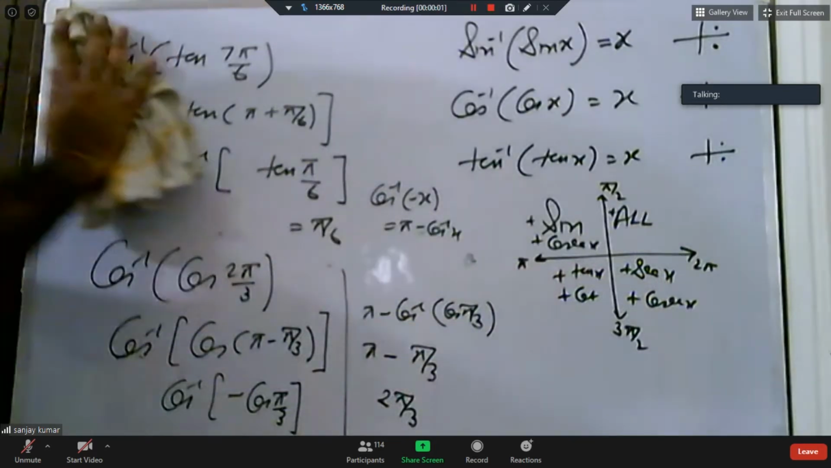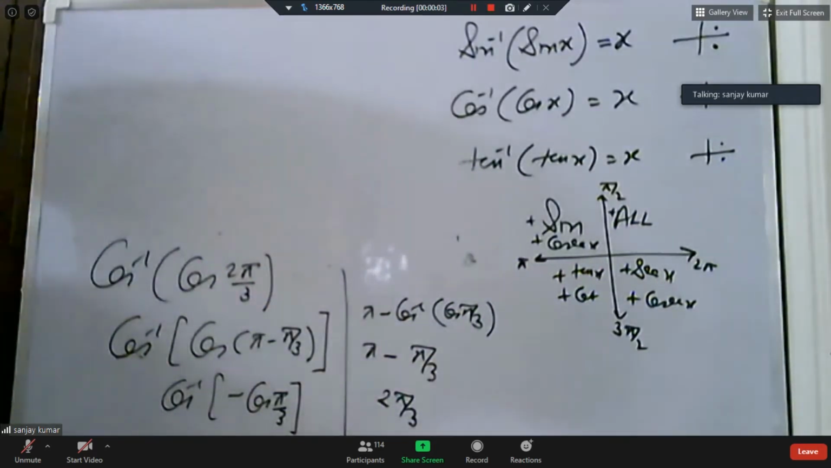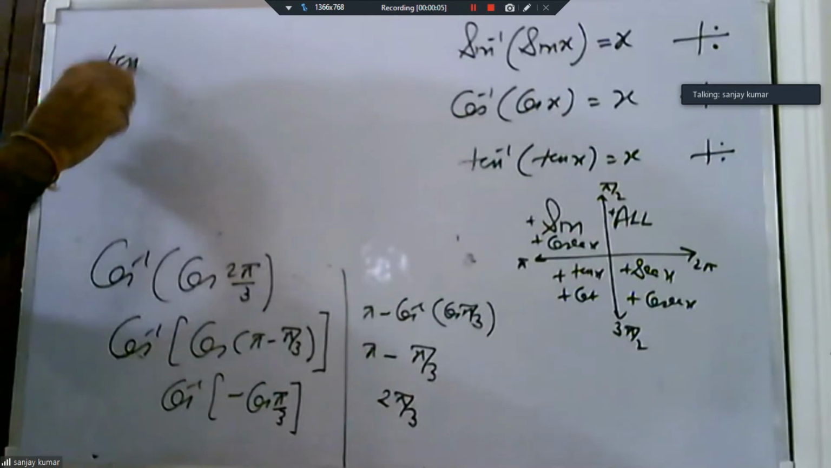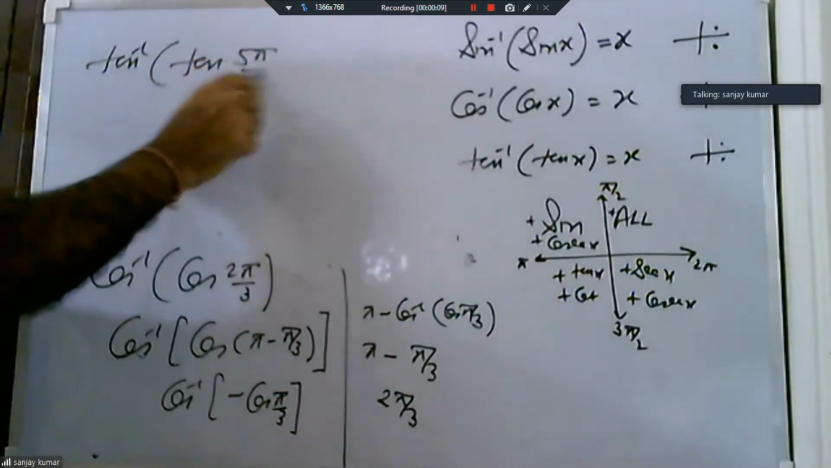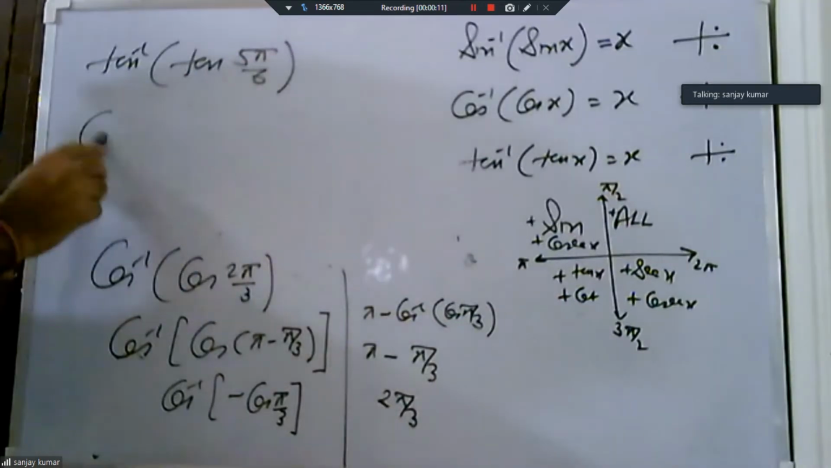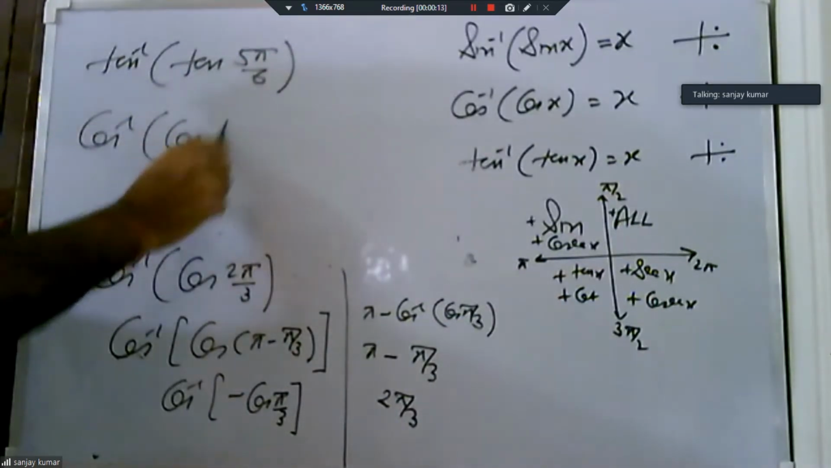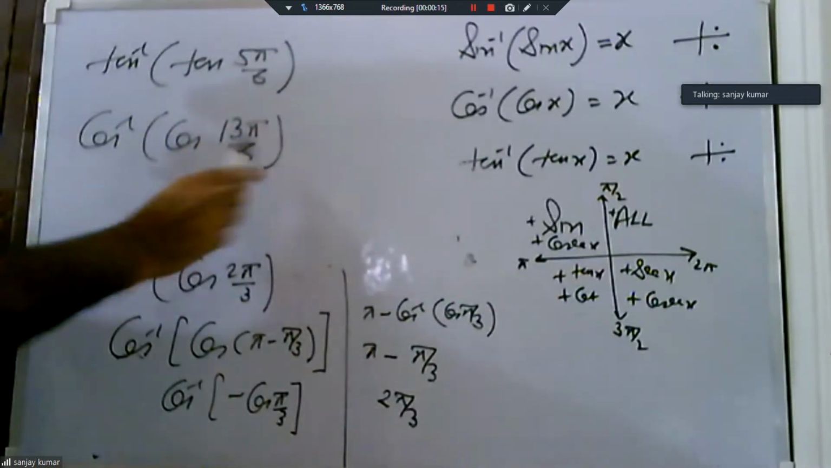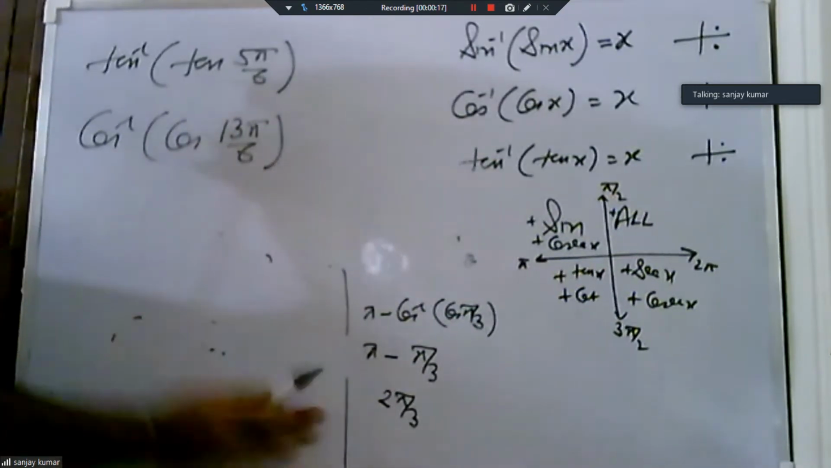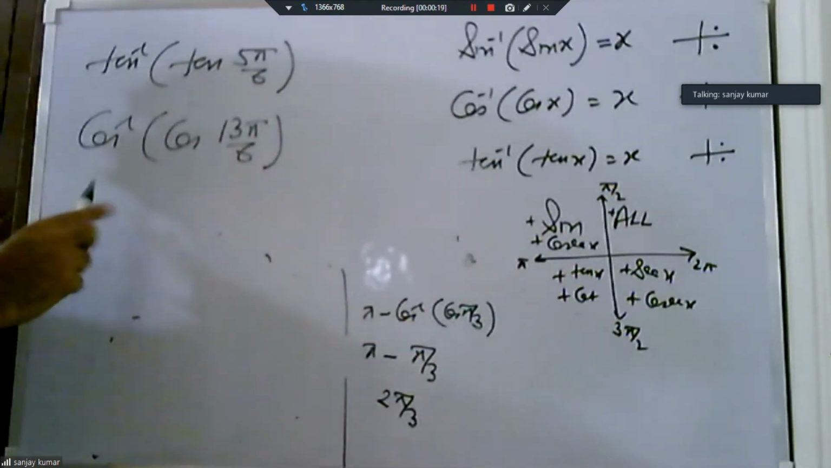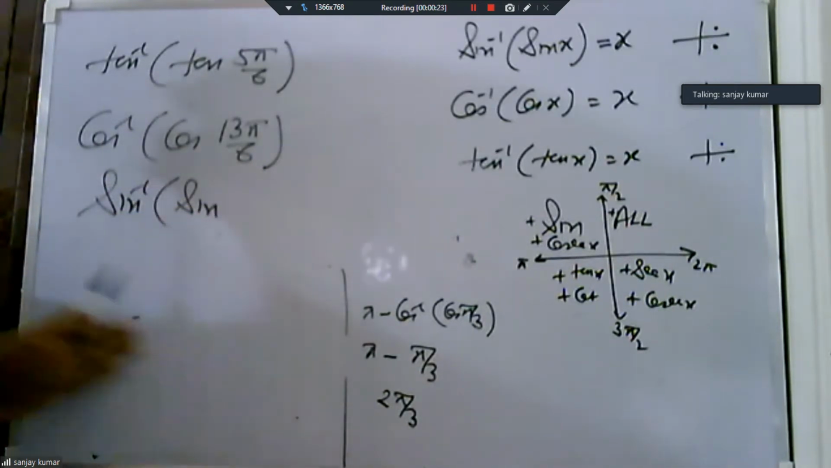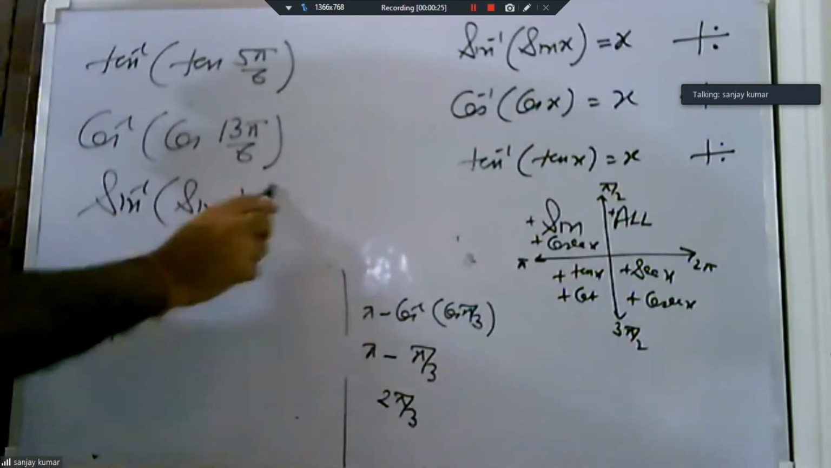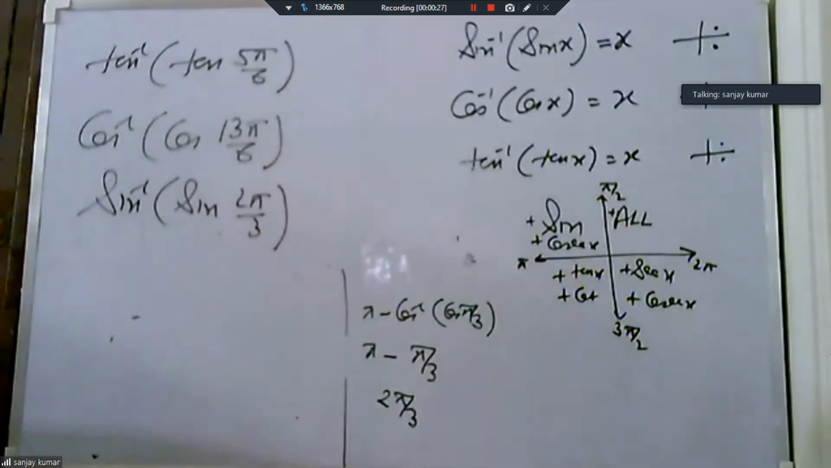Start this question: tan inverse of tan 5 pi by 6. Start this question: cos inverse cos 13 pi by 6. I am giving three questions. This is tan inverse, sine inverse sine 2 pi by 3. Start these questions, please.